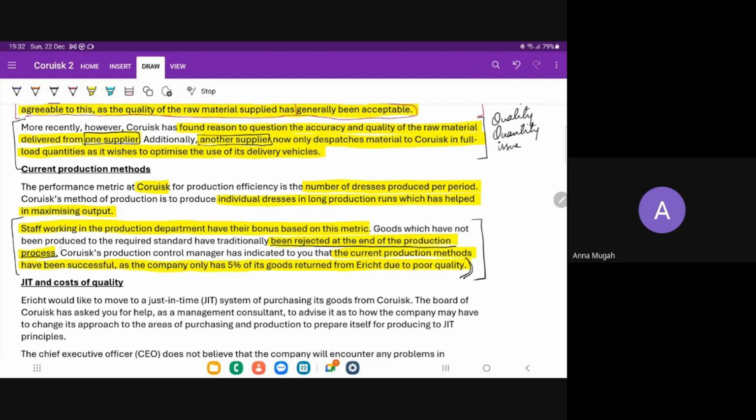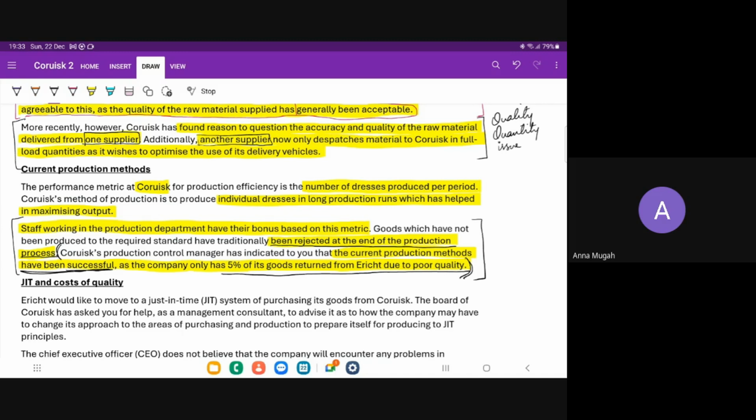Second thing is this part. Corsic's production control manager has indicated to you that the current production methods have been successful. Now, what is he saying? He's saying the current production method is successful as the company only has 5% of goods returned from errors due to poor quality. 5% of the goods are coming back to your company from the only customer you have. And you are claiming that the company is having a good quality output, which is probably not the case. You are just trying to portray a bad performance in a sugar coated statement.